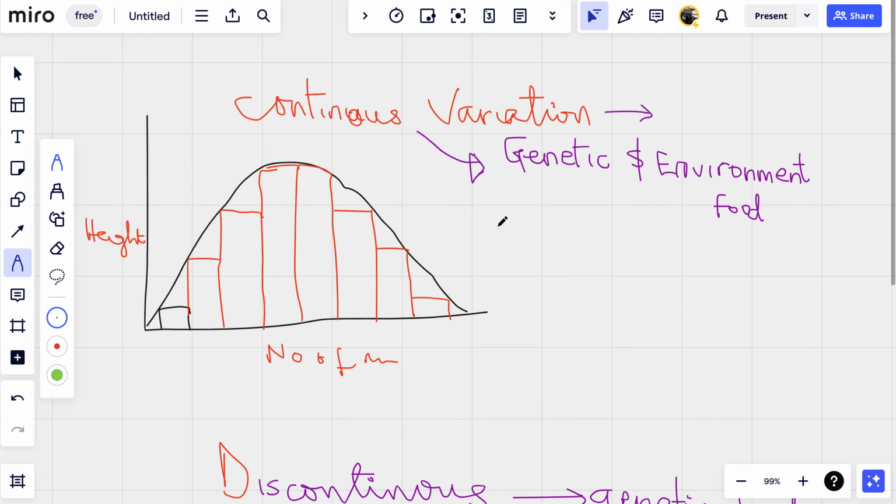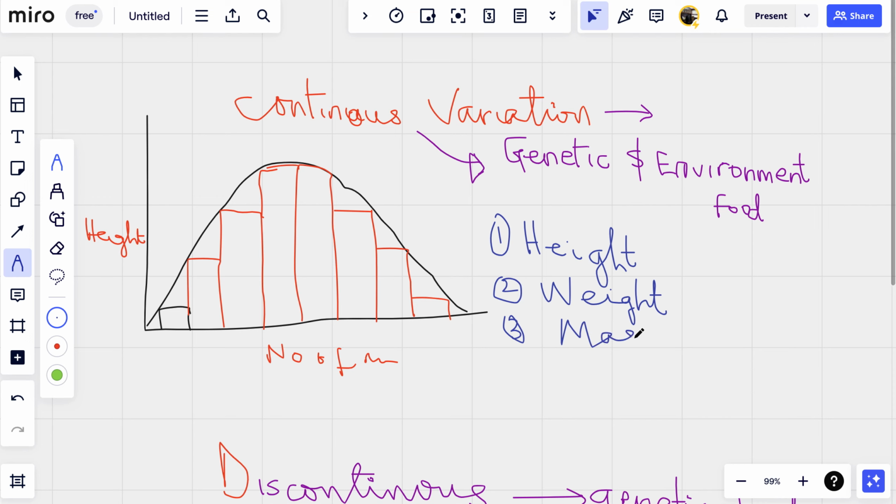Other examples of continuous variation: the height of pupils in class, the weight, the mass. All these are continuous variation. Weight is very related to mass. When I say weight, it is mass multiplied by gravity, so you already know that you have a chance of measuring mass. So number 3, we can say the mass. The mass of people is an example of continuous variation.